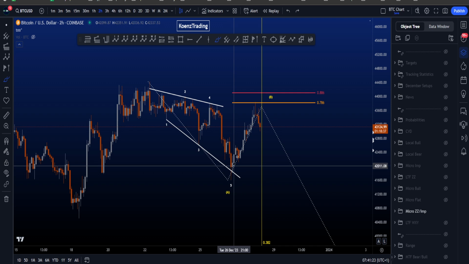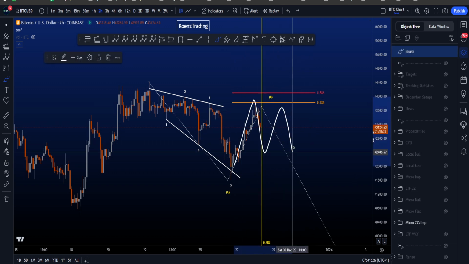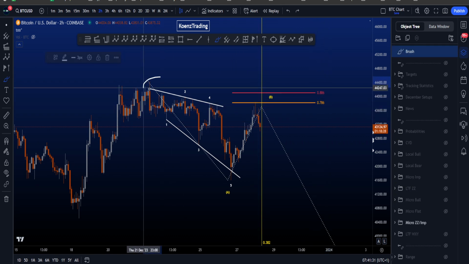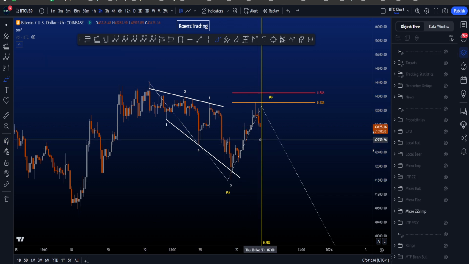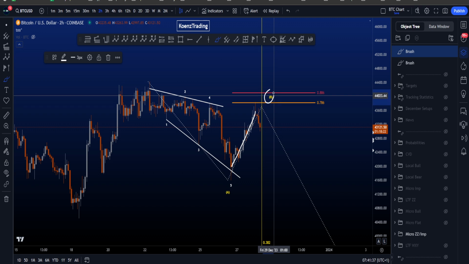Of course, price can still continue in a corrective structure here sideways and range for a bit. However, we already touched the 0.786 Fibonacci taken from the high to the low of A, which is a very high move for a first retracement of a wave B.